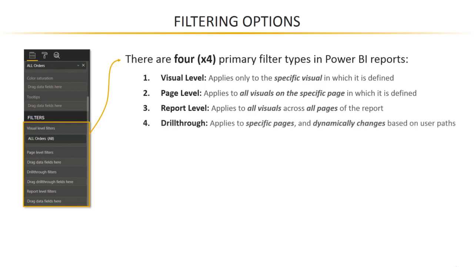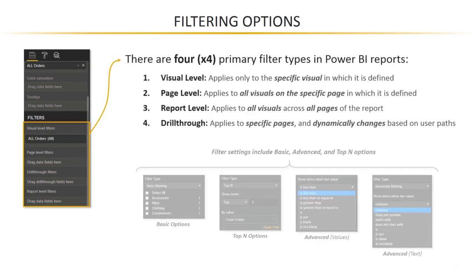The fourth type of filter is a drill through. This one's a little bit different, and we're going to dedicate an entire video just to drill through filters, but basically they apply to pages. So it's a similar level as a page level filter, but they dynamically change based on user click paths. So they're really useful tools and certainly worth a video of their own.